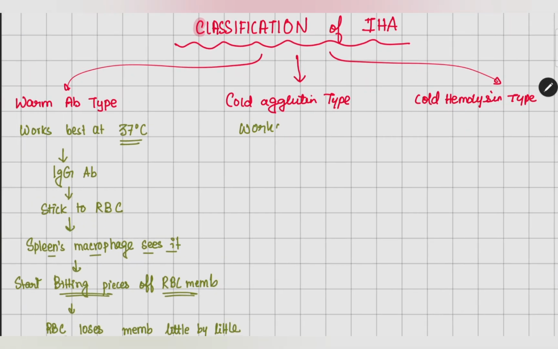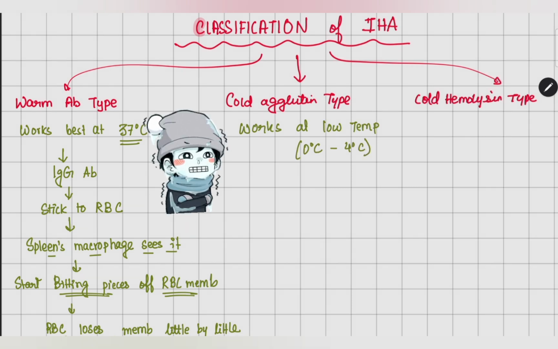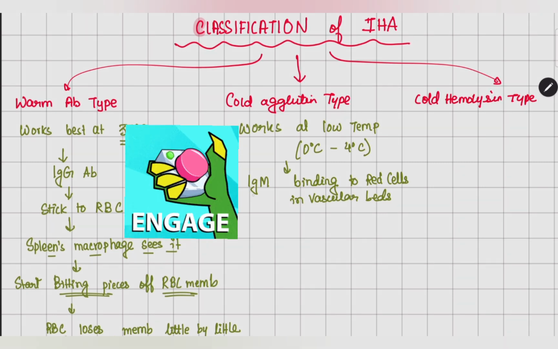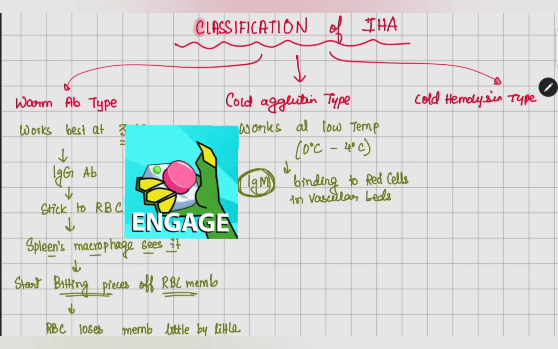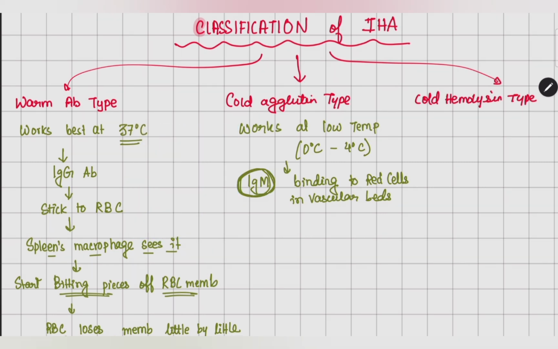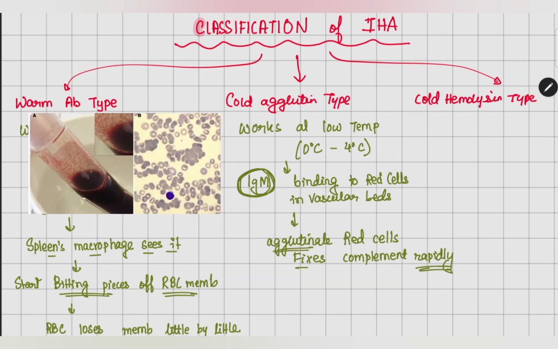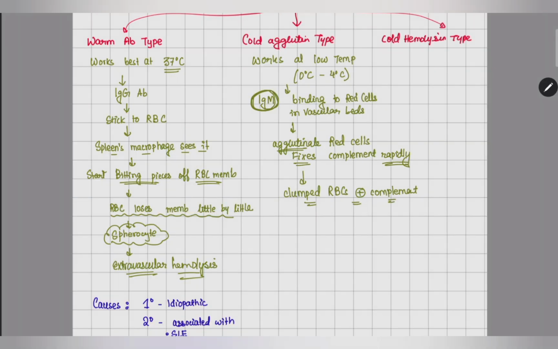Now, the cold agglutinin type reaction works best at low temperature, that is around 0 degrees Celsius to 4 degrees Celsius. Here, this temperature activates IgM antibodies, which lead to the binding of red cells in the vascular beds. This agglutinates the red cells and leads to complement fixation. Why? Because the clumped RBCs activate the complement system.